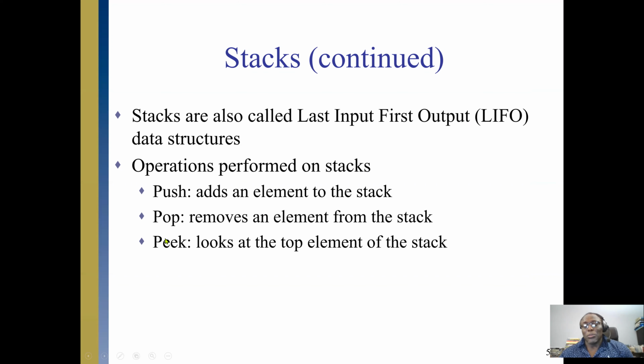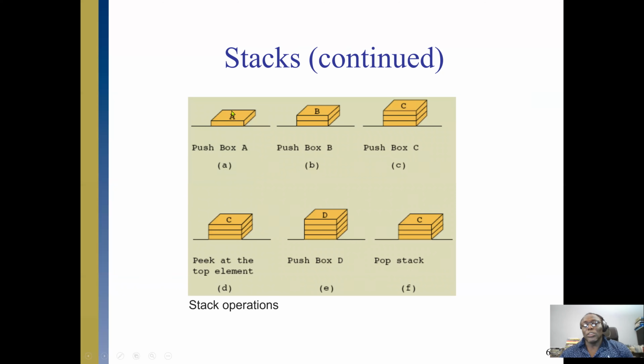Now, if it's an array implementation, we need to check if the stack is full, if there's space, before we push an item. But in a linked list implementation, memory space is allocated dynamically, which means when the program is running, it can allocate memory space. So we don't need to check if the stack is full or if there's space. So this is a stack operation.